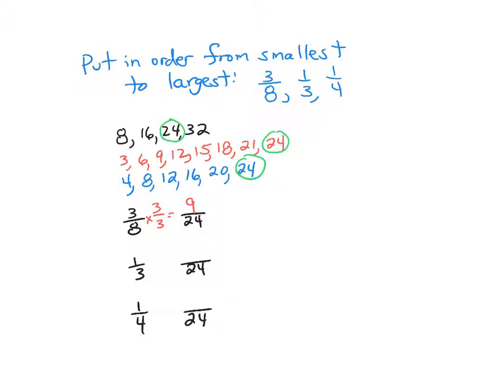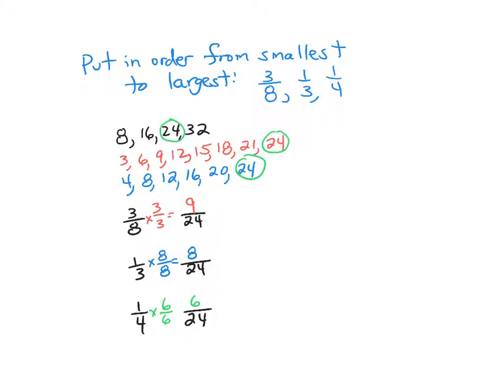For the second one, I need to multiply 3 times 8 to get 24. So I need to multiply the top by 8. 1 times 8 gives me 8. So 1/3 is the same thing as 8 24ths. For the 1/4, I need to multiply 4 by 6 to get 24. So I have to multiply the top by 6. 1 times 6 gives me 6. So 1/4 is the same thing as 6 24ths.